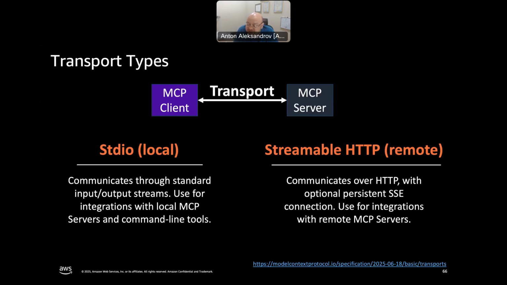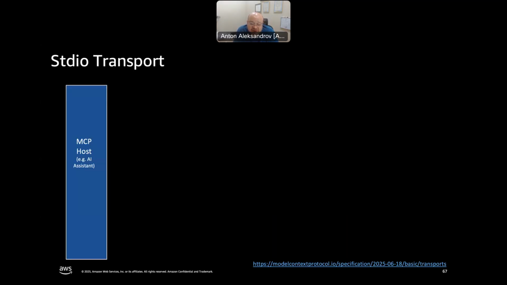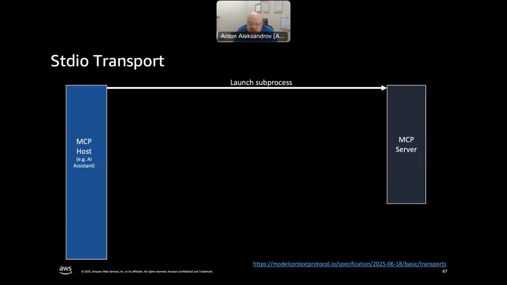You can also do custom transports, but these two are kind of built into the spec. So let's start by exploring the STDIO transport. It's super simple. You saw it in action in the previous section. When your MCP host is configured with an MCP server, it will start by launching that MCP server as a sub-process, literally a standard OS sub-process.